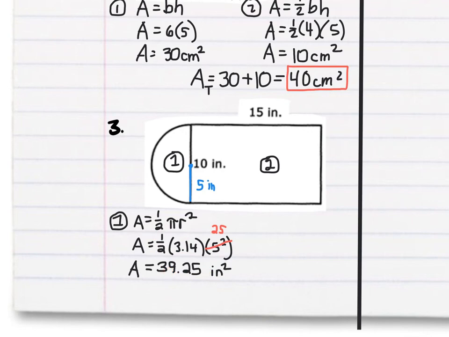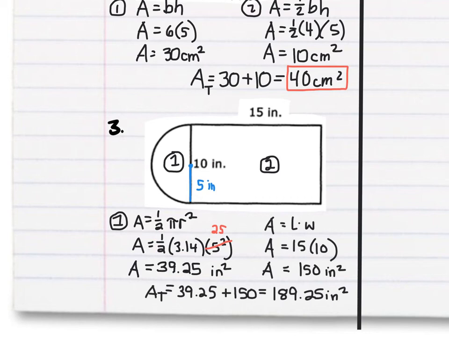Now let's take a look at the rectangle. For the rectangle, the formula that we use is length times width. In this rectangle, the length is this distance, which is 15, and then the width goes all the way across, so it's going to be 10. So write A equals 15 times 10, and then you'll get 150 inches squared. Now we have our two areas, and to find the total, we add them together. So the total area is 189.25 inches squared. And then you box your answer.